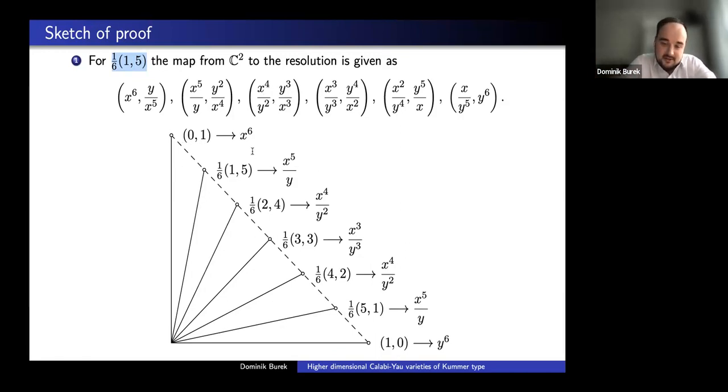Here the junior simplex is just a segment. So if we consider the action of Z6, we have six elements, six conjugacy classes. By the previous slide, what I said, it is enough to divide this segment, basically this quadrant, into six parts of equal area, or segments of equal length. So we can do it, of course, uniquely, as displayed in the picture. And of course, we can read from the coordinates of these divisions the explicit maps from C2 to the resolution. Having these explicit maps, I can check if my group action lifts to the resolution and make the induction work.